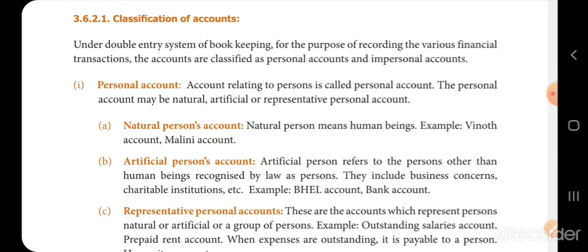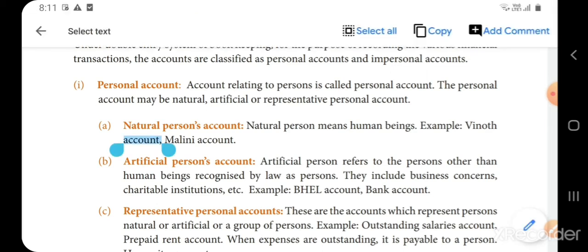Say for example, almost everyone will have a savings bank account. You have an account with a bank, so that is a personal account. Similarly, in an organization, the owner brings in capital to the business, so a separate capital account will be opened for that particular person who brings in the capital. That is a personal account. Ram's account, Vinod's account, Sam's account, Sampath's account, everything. If the account is opened in the name of an individual, we call it a personal account.